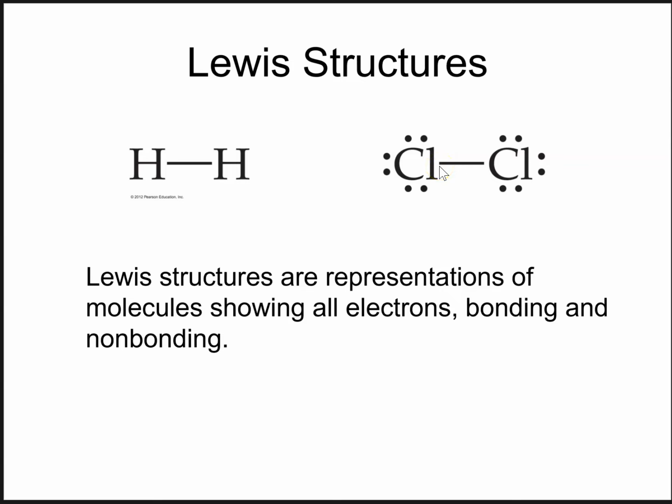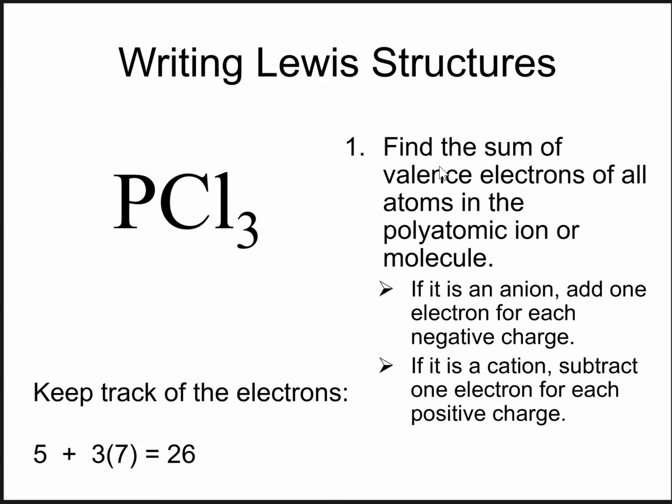So we need to be able to draw Lewis structures here. The first thing we need to do is figure out how many valence electrons there are in each atom. That is, how many electrons do we have in the outermost shell of the atom? So we have to total the valence electrons of each atom.